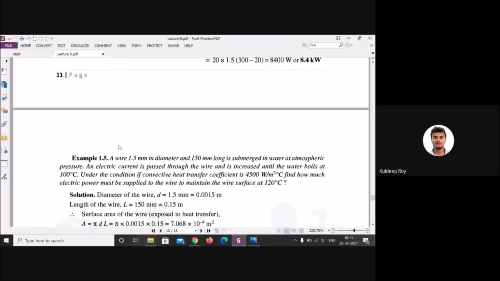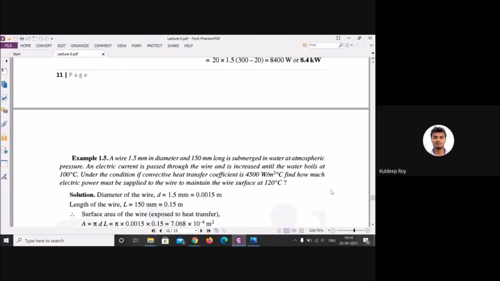Conduction. Okay, note it down. Apply a very simple formula: Q equal to h A delta T. Please solve, then only you will be able to solve in the exam. Now, please solve.